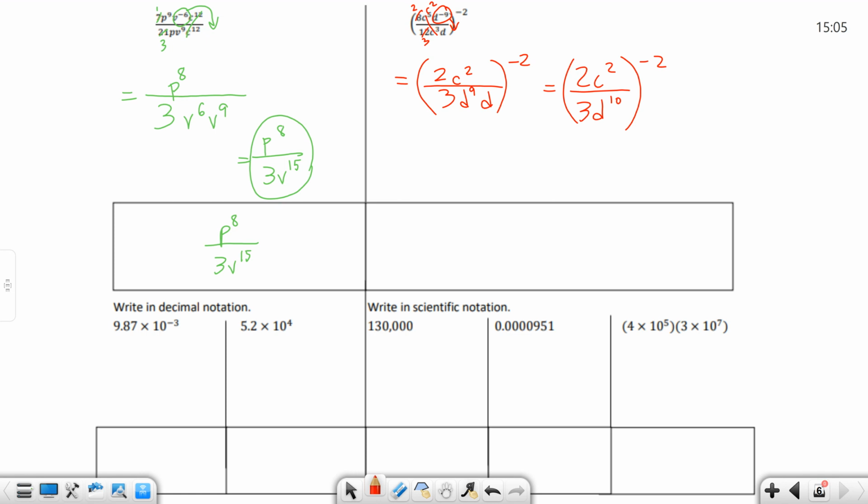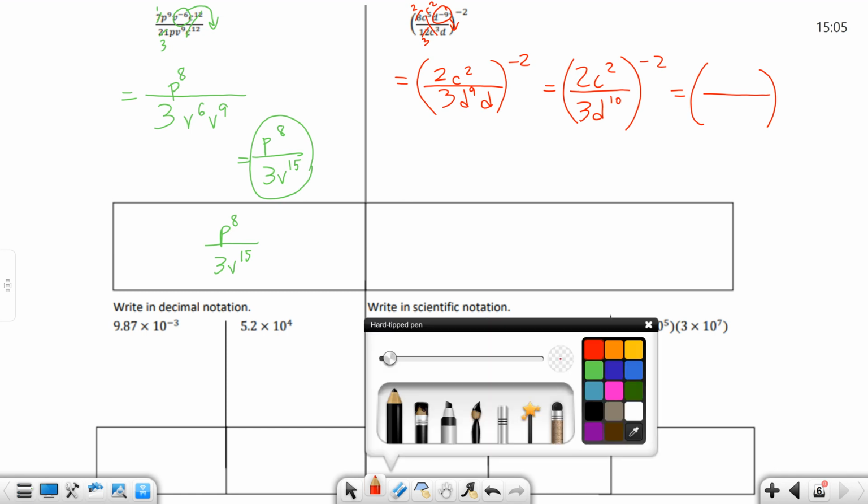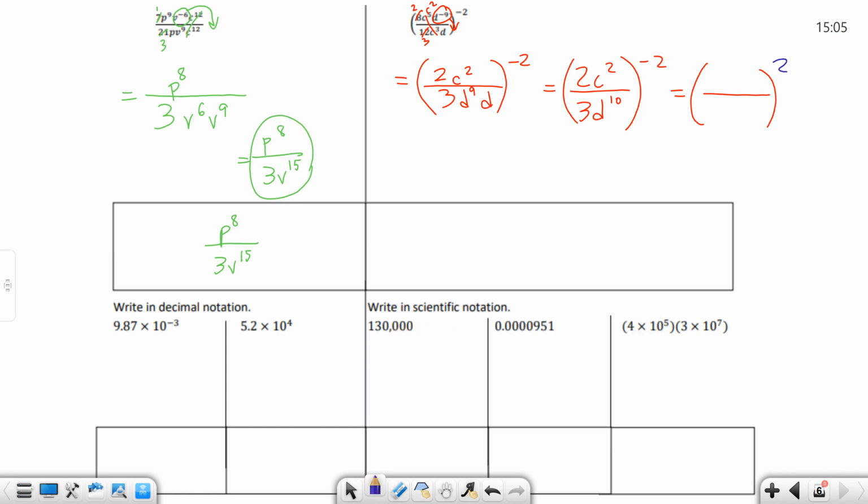So then I want to change this. I'm going to have this still have a fraction, but I want to change it from a negative 2 to a positive 2. How do I do that? Well, again, everything in the bottom top, everything top bottom, numerator to denominator, denominator to numerator. So I'm going to just flip it. 3d to the 10th over 2c squared, and then that becomes a positive 2 power.